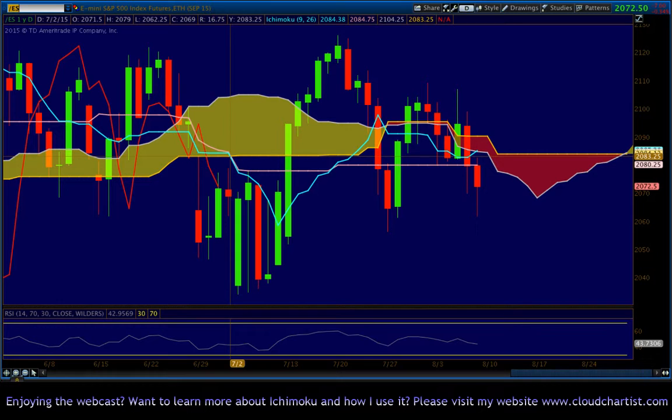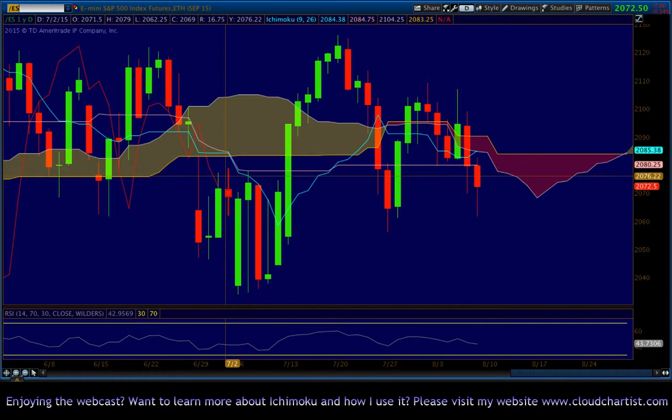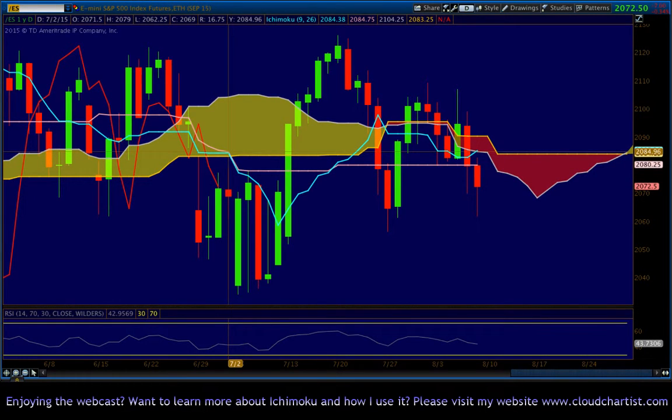Let's call it 2083.25. Then there's also the Tenkan-sen above here, where it could find resistance at the Chikou I'm talking about, of course. The Tenkan-sen and Kijun-sen are confluent at this 2084.50 area. So it could also find resistance there, and that's only looking at the Chikou. The red line, the Chikou, is also called the Chikou span.